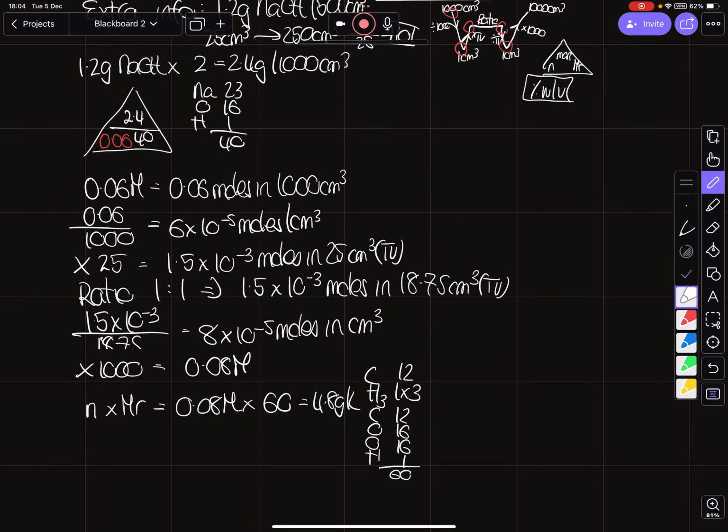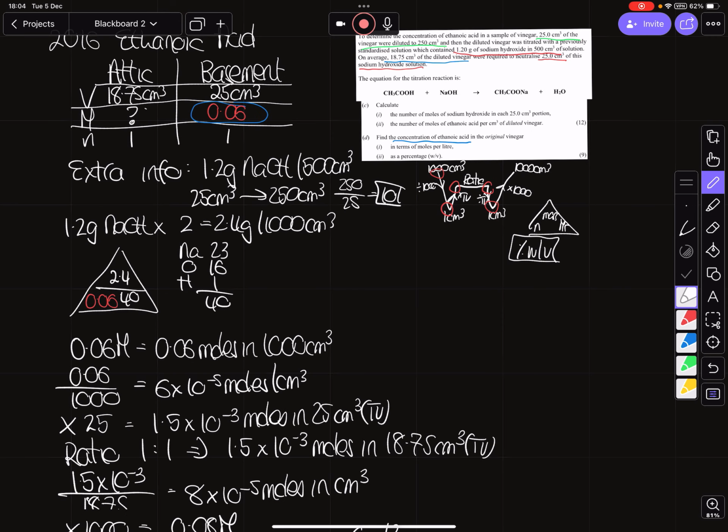So we now go back up and have a look at our question. It asked, calculate the number of moles of sodium hydroxide in each 25 centimetre cubed portion of sodium hydroxide. So this is this portion right here. So this is now C part 1. And again, if you can't annotate, just at least make sure that you've answered everything. It asks the number of moles of ethanoic acid per centimetre cubed of diluted vinegar. So that is down here. That is a centimetre cubed of our diluted vinegar. So that is C part 2.